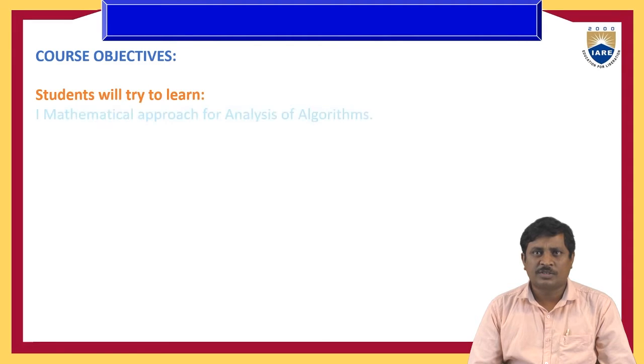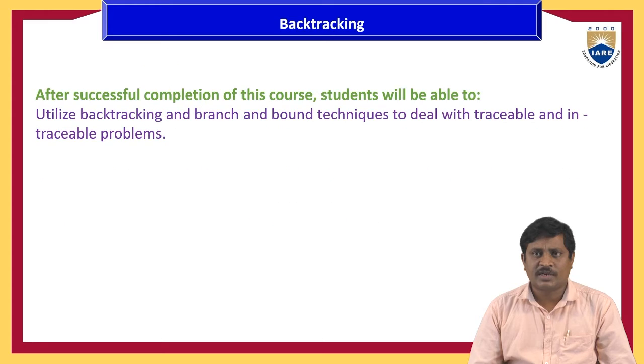These are the course objectives of this subject, design and analysis of algorithms. This is the course outcome of the chapter backtracking. After successful completion of this course, students will be able to utilize backtracking and branch and bound techniques to deal with tractable and intractable problems.